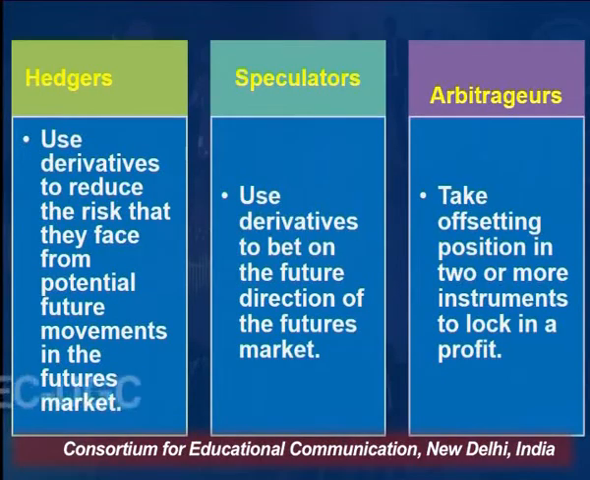So hedgers, speculators, arbitrageurs. Hedgers use derivatives to reduce the risk that they face from potential future movement in the market. As I said, hedgers take an advance position to make the contract of the difference in the prices. That is, hedgers take an advance position and they try to minimize the risk.